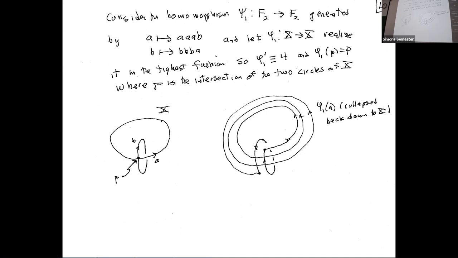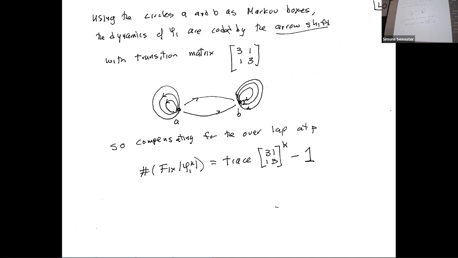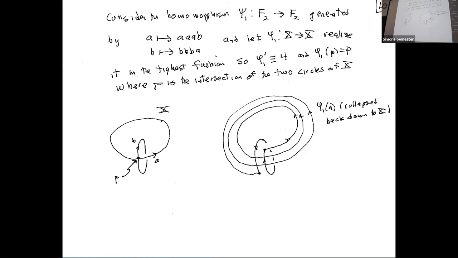Okay, so what do we know about this map? This is custom made for our dynamics. You can divide the circles into 4 pieces, and each one wraps around everything. So you get a Markov partition, and the way I'm going to draw these is with the arrow shift. Because of the formula here, A goes to AAAB. That means you think of subdividing circle A into 4 pieces. A goes to itself 3 times, going all the way around here, and it goes to B once.